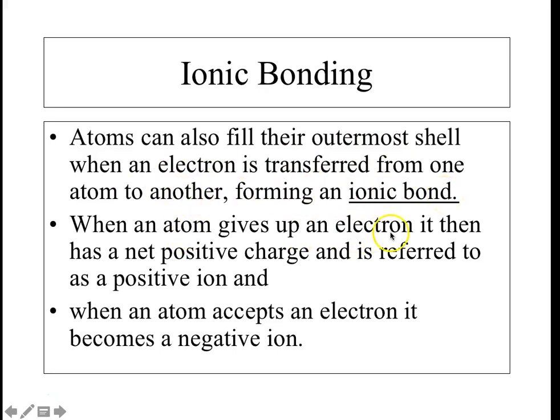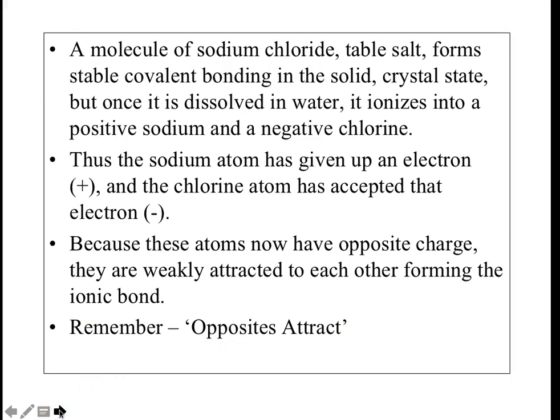When an atom gives up an electron, it has a net positive charge and is referred to as a positive ion. When an atom accepts an electron, it becomes negative. And the next one has to go to good old table salt, sodium chloride, and that's what I'm going to use as my example. So a molecule of sodium chloride, NaCl, table salt, forms stable covalent bonds in the solid crystal state.